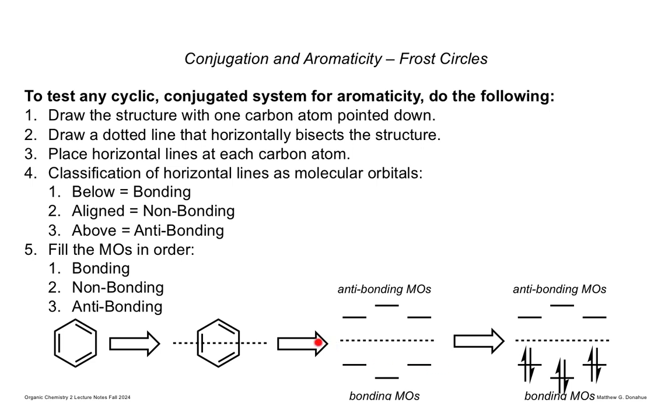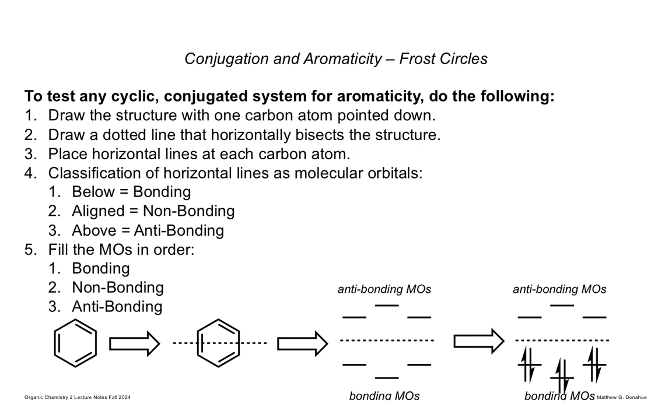So anything below that dotted line, that's the bonding molecular orbitals. This, we said, was the non-bonding line. There's nothing residing on there, but there can be. And then above that is anti-bonding.